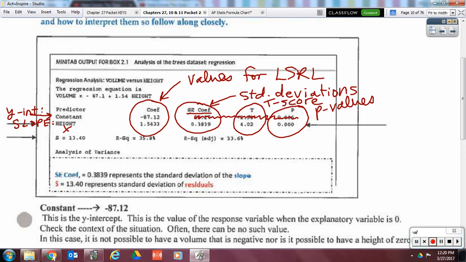So let's first talk about the standard deviation of the slope. Okay, we've addressed that before. That's this value here, 0.3039 or 38. This is often represented by S with a little b, the standard deviation of the slope. So let's review what that is. What is the standard deviation of the slope saying?